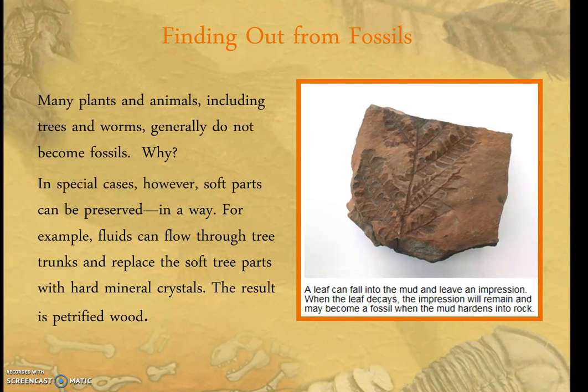Many plants and animals, including trees and worms, do not usually become fossils. Why? Because they weather away too quickly. But in special cases, the soft parts can be preserved. For example, fluids can flow through tree trunks and replace the soft parts with hard mineral crystals. This results in petrified wood. Another example is over here. A leaf can fall into mud and leave an impression. When the leaf decays, the impression will remain and may become a fossil when the mud hardens into rock.